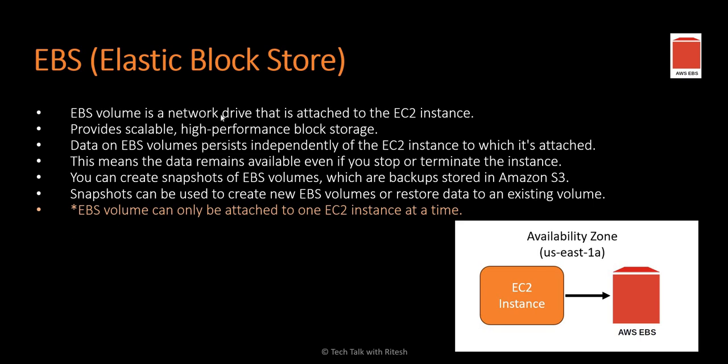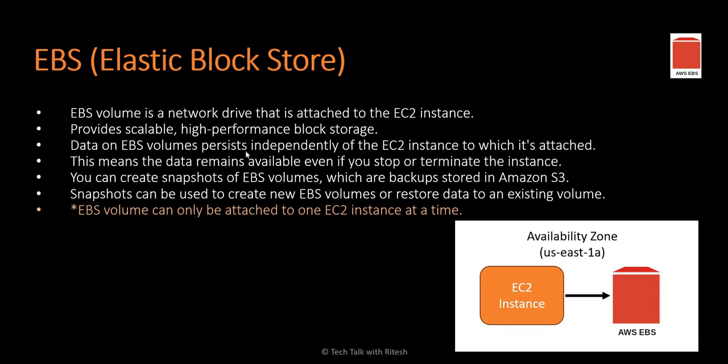EBS volume is a network drive, not a physical drive, but a network drive that is attached to the EC2 instance. It provides scalable high performance block storage. What kind of storage is it? It is block storage.